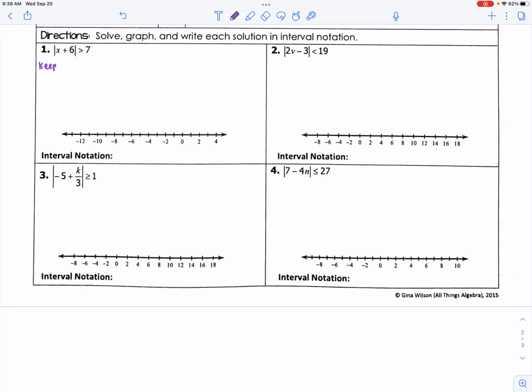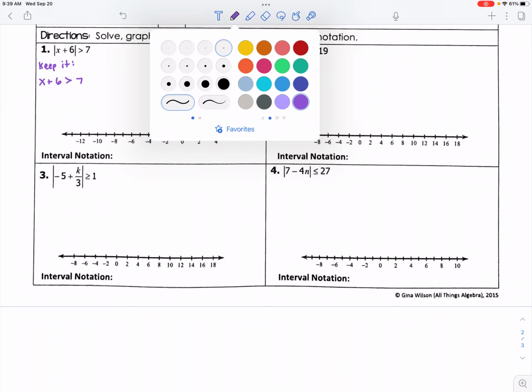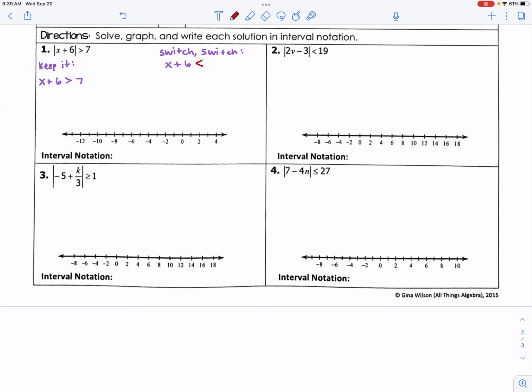So my first case, we're going to keep everything the same. So we have x plus 6 is less than 7. And then for case 2, we're going to switch and switch. So we have our x plus 6, then we're going to switch that inequality symbol. I'll put that in a different color. And we would go from a positive 7 to a negative 7. So now when I solve each one, we subtract 6 to the side here. We have x is greater than 1. When I subtract 6 on this side, we have x is less than negative 13.